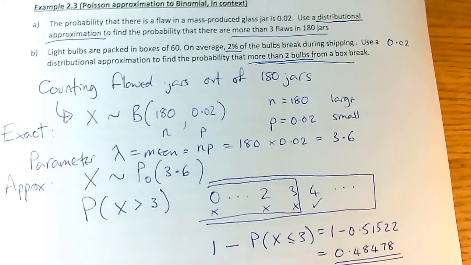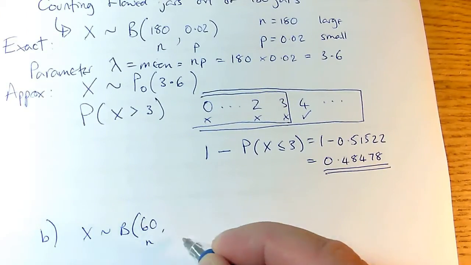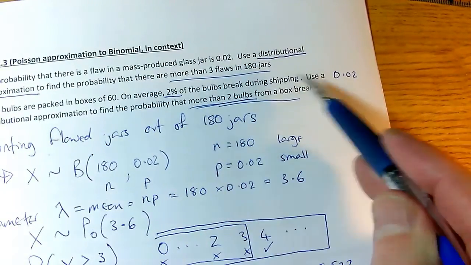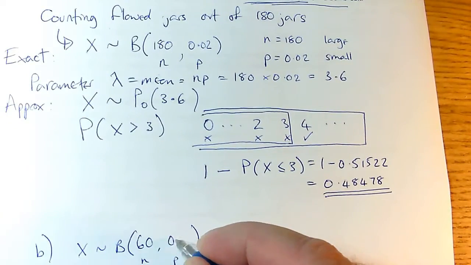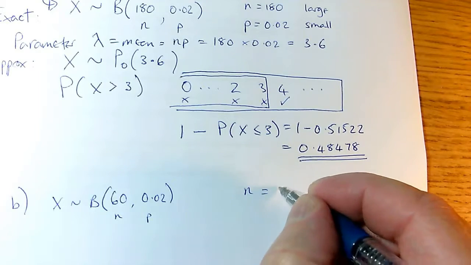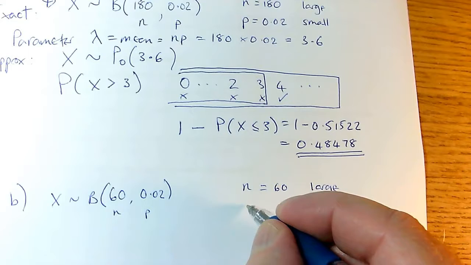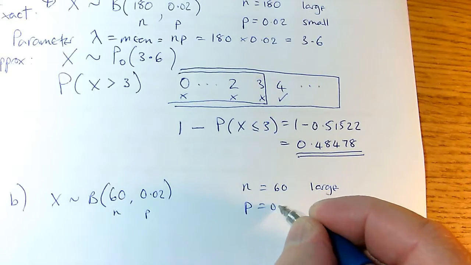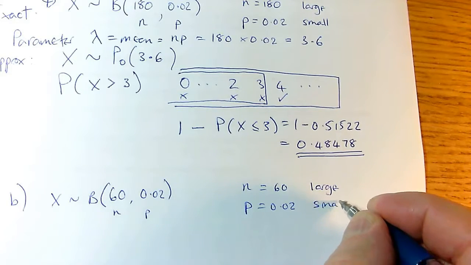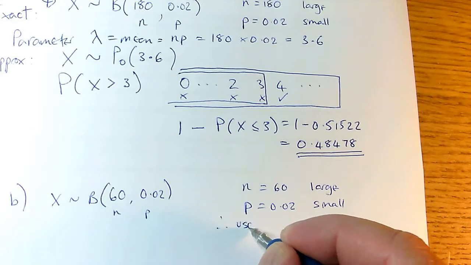How many light bulbs in a box? 60. So there are 60 trials, so my N is 60. And my P, what's the chance that a light bulb breaks? It's this 2%, which is 0.02. So I've got a P of 0.02. Okay, what comments can I make? Well, N, which is 60, is large. Anything above 50 is large. And P equals 0.02. Anything below 0.1 is small. So I've got a large N and a small p, so I can therefore use Poisson.